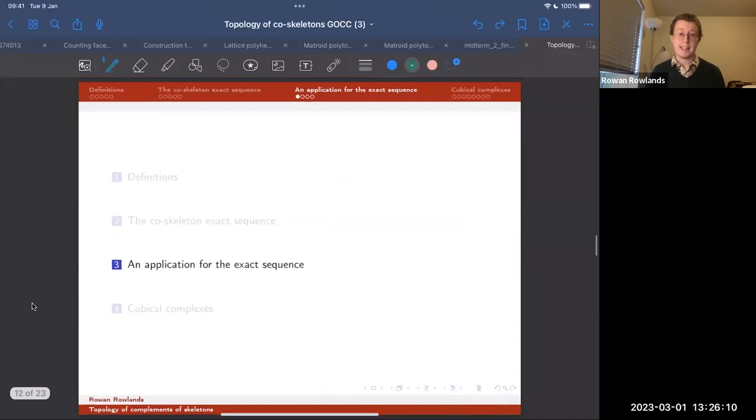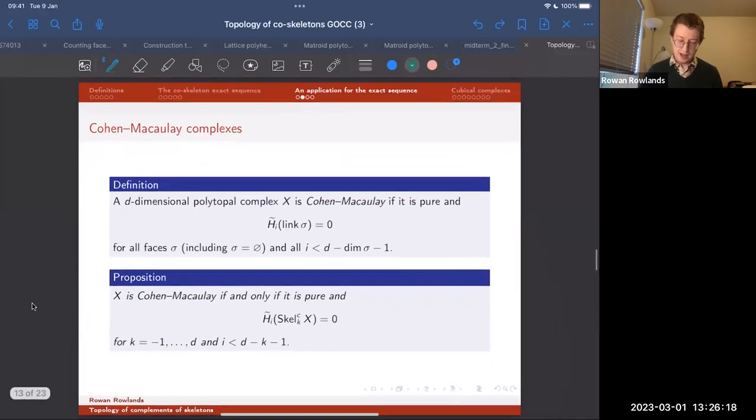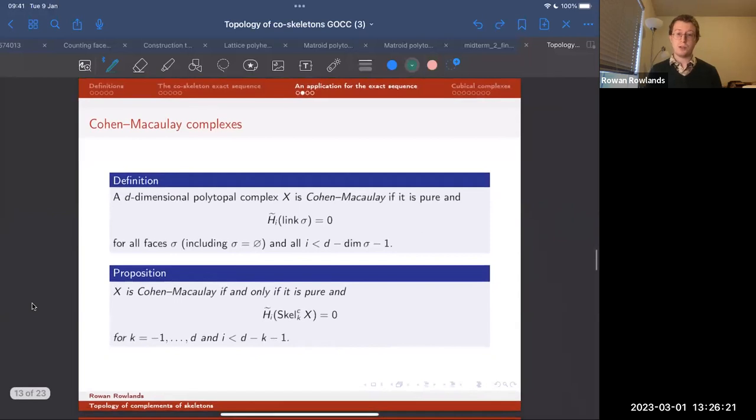So next, let's take a look at some theorem applications of this exact sequence. We are going to consider a family of complexes called Cohen-Macaulay complexes. So let's define those. Suppose you've got a d-dimensional polytopic complex X. We say that this complex is Cohen-Macaulay if, first of all, it is pure, meaning that all of the maximal faces have the same dimension. Don't worry about that bit of the definition so much today.